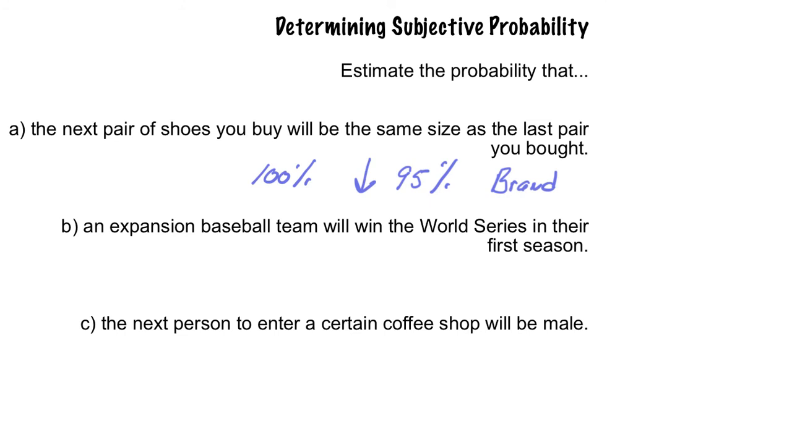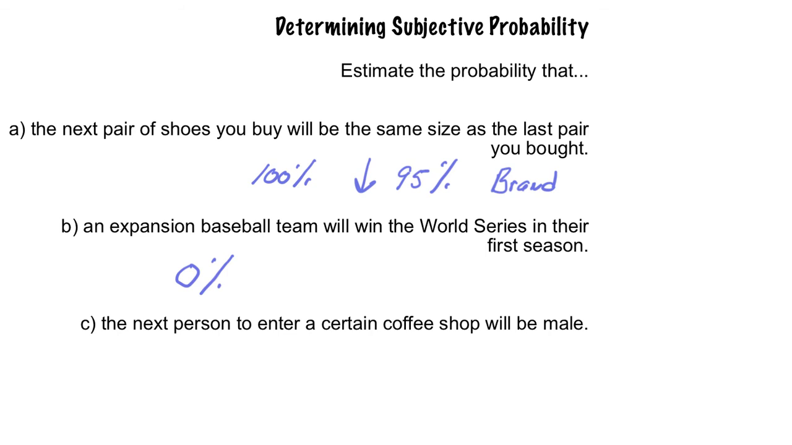All right, in example B, the expansion of a baseball team will win the World Series in the first season. This is actually really close to zero. It would be quite rare that a new baseball team would win the World Series. It's very difficult for an established team to win the World Series, much less a brand new team with all its restrictions on the number of players they can get and the salary levels that they have and the good players that are actually available to them.